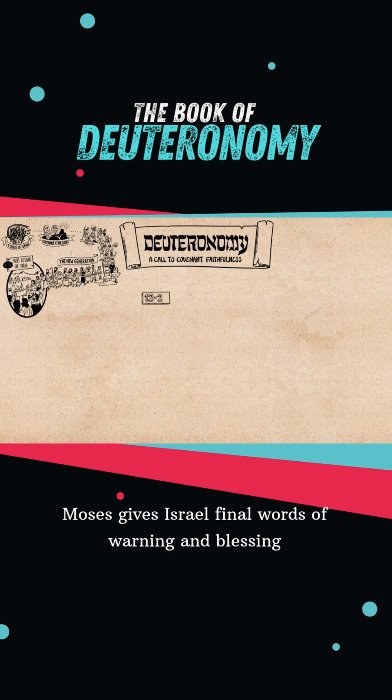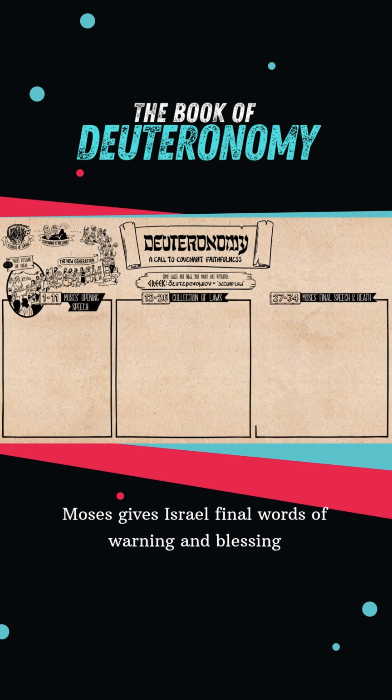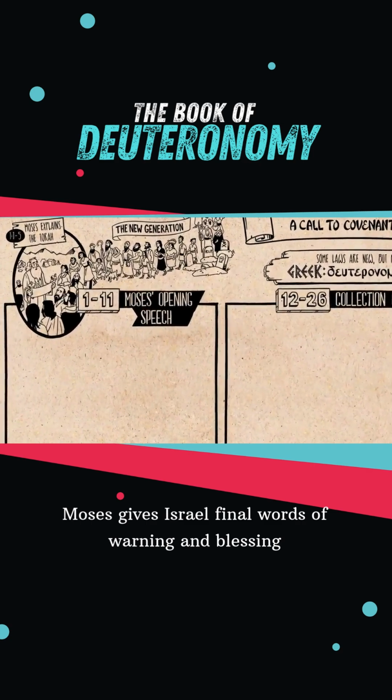At the center of the book is a collection of laws, which are the terms of the covenant between God and Israel. Some of the laws are new, but many are repeated from the laws given earlier at Mount Sinai. And that's actually where this book gets its name, from a Greek word Deuteronomion, which means a second law. Now, surrounding these laws are two outer sections of Moses' speech. Each of these are broken up into two parts themselves. Let's just dive in and we'll see how this whole thing works.